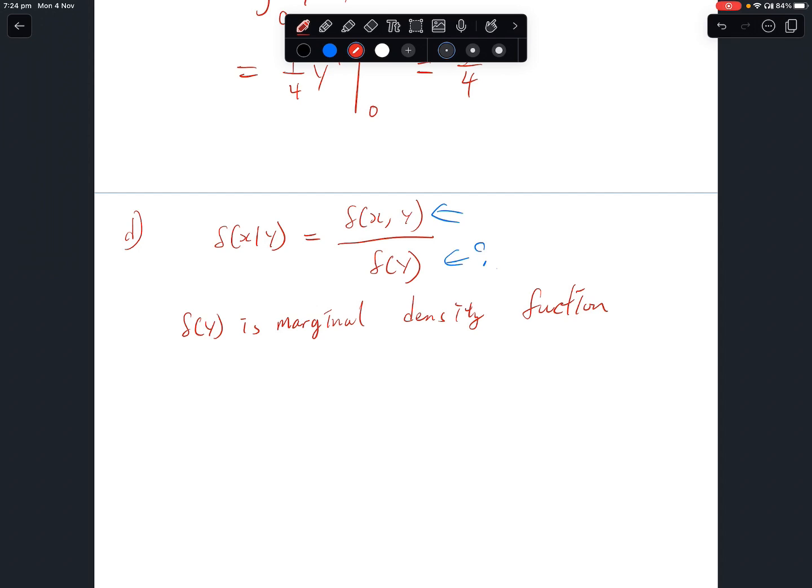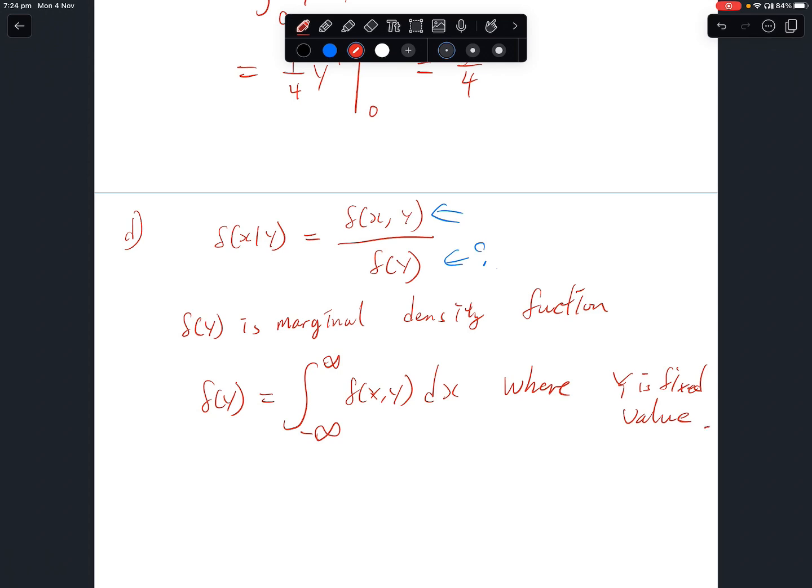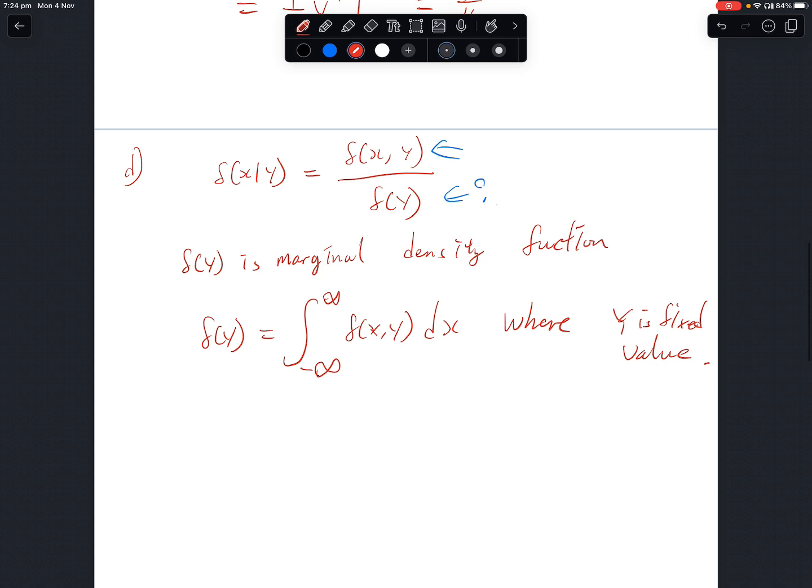First of all, we have to understand the definition of the marginal density function: f y equals the integral from negative infinity to infinity of f x y dx. Here y is a fixed value. Since f x y is non-zero only when 0 is less than y and y is smaller than x, this is the range, so we can adjust the limits of the integration accordingly.